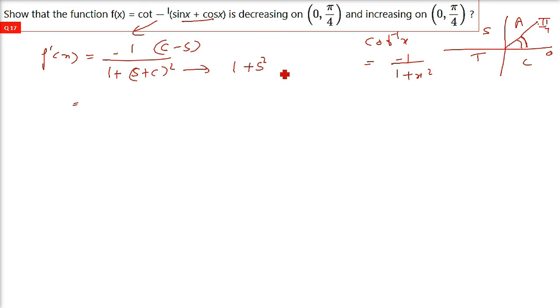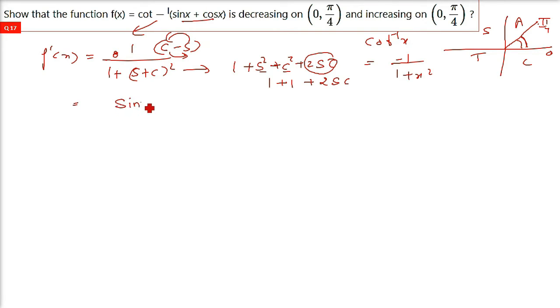So (sin x + cos x)² is sin²x + cos²x + 2 sin x cos x. Now sin²θ + cos²θ is equal to 1, and then we have 1 + 1. You can write 2 sin x cos x as sin 2x, or you can just keep it like 2 sin x cos x also. Now this is negative in the numerator, so I'm just swapping cos and sin so that we can eliminate this negative sign.